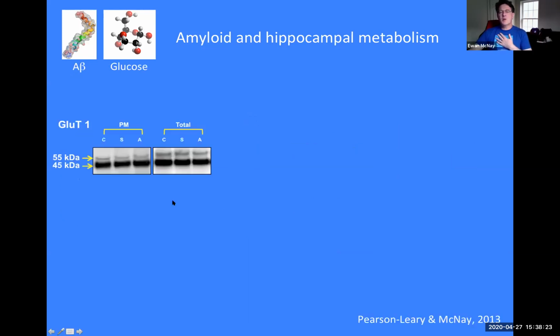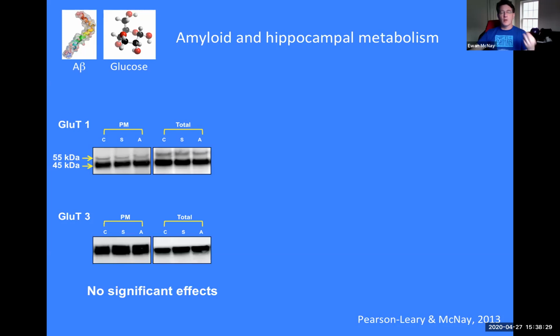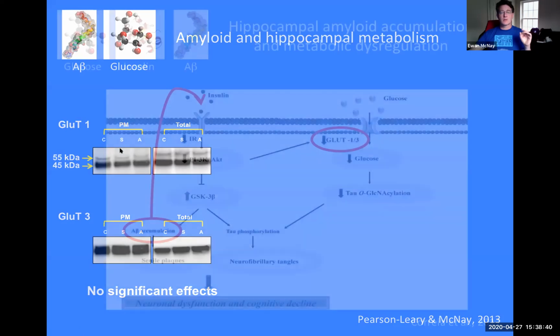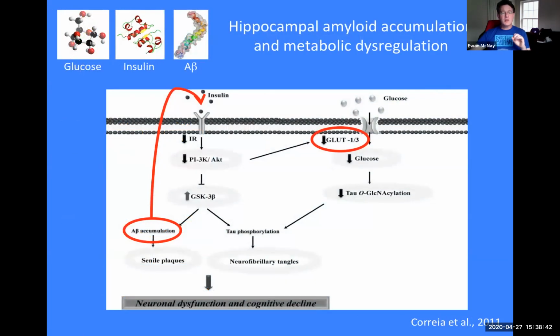So if beta amyloid is doing that, what's the mechanism? Is it via glucose transport? There are two kind of canonical baseline glucose transporters in the brain, GLUT1, GLUT3. Don't worry about the details. The basic answer is no. Beta amyloid was doing nothing to those. But there's also this third kind of glucose transporter that gets ignored some of the time. That's called GLUT4.